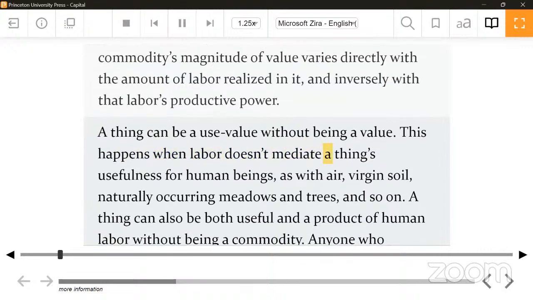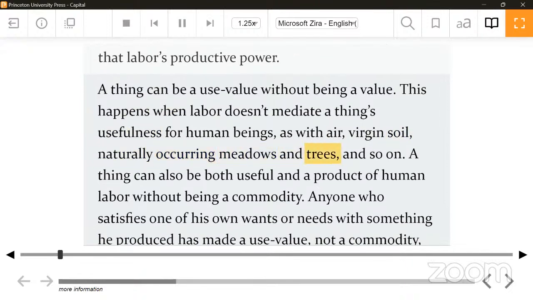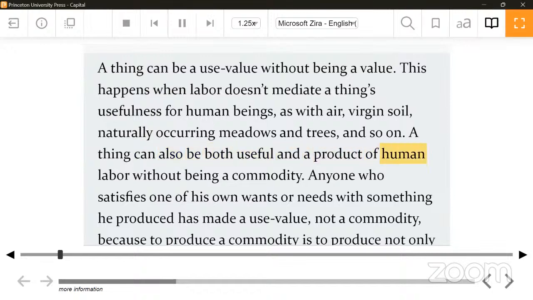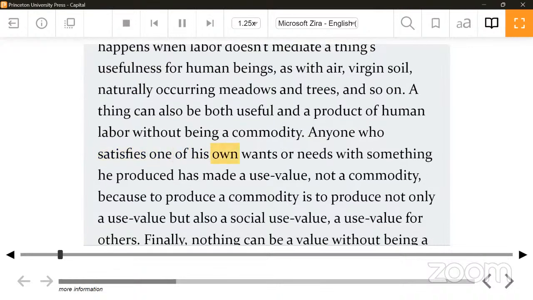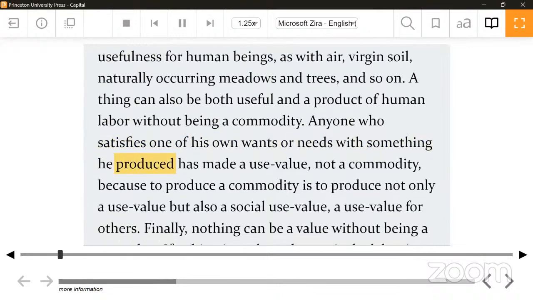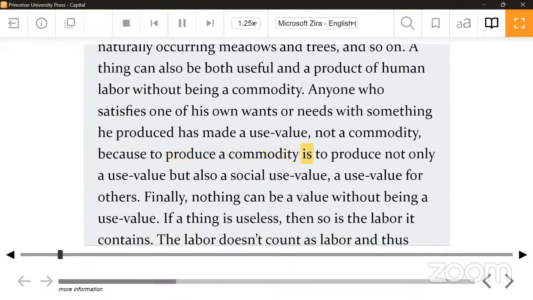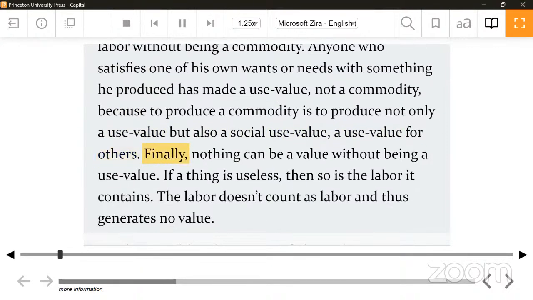A thing can be a use value without being a value. This happens when labor doesn't mediate a thing's usefulness for human beings, as with air, virgin soil, naturally occurring meadows and trees, and so on. A thing can also be both useful and a product of human labor without being a commodity. Anyone who satisfies one of his own wants or needs with something he produced has made a use value, not a commodity, because to produce a commodity is to produce not only a use value but also a social use value, a use value for others.